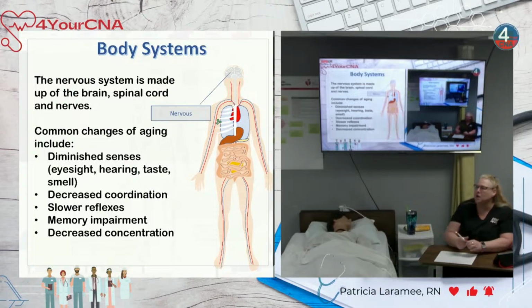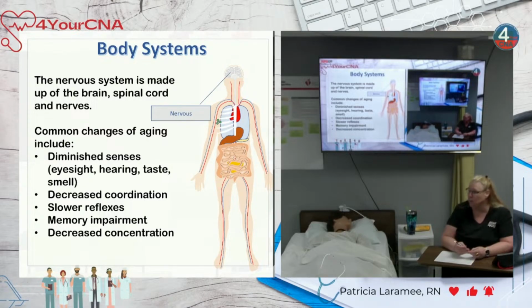So the first one we're going to talk about is the nervous system. This is the master control panel. This controls basically everything in the body. It does age. Short-term memory impairment is pretty common. Can't remember where you put your keys or why you walked into a room. Some of you get that now. You walk into a room, you're like, why am I here? That gets worse as you age.